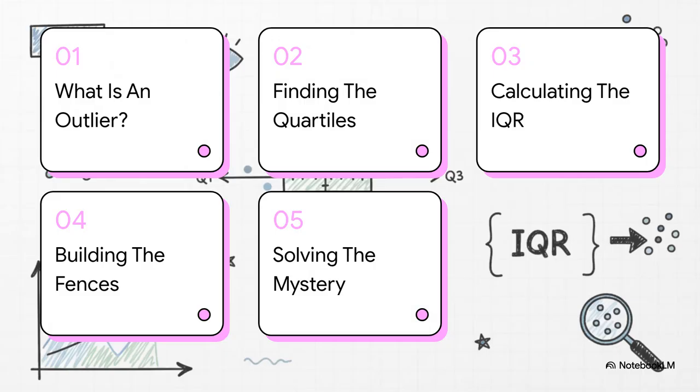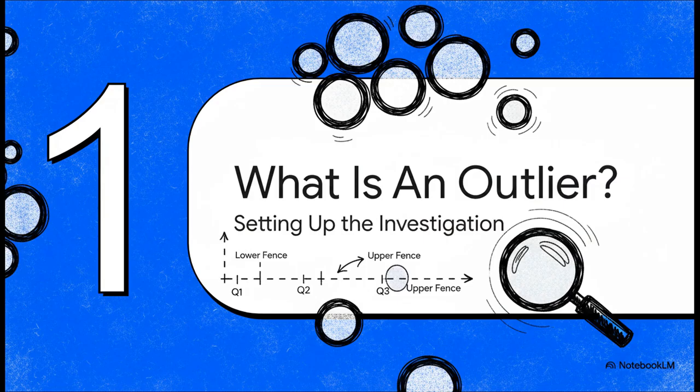So here's our game plan. First, we need to know what we're looking for. So what is an outlier? Then we'll find something called the quartiles to understand our data's layout. After that, we'll calculate the interquartile range, or IQR. That's the key to the whole thing. We'll use that to build our fences, and finally, once our fences are up, we'll identify the culprits and solve this mystery.